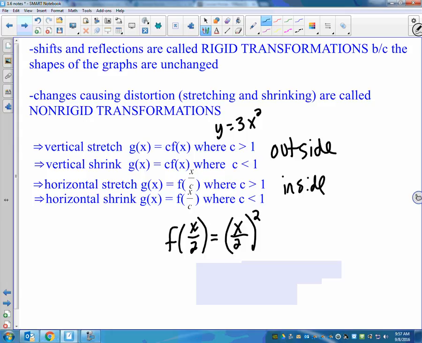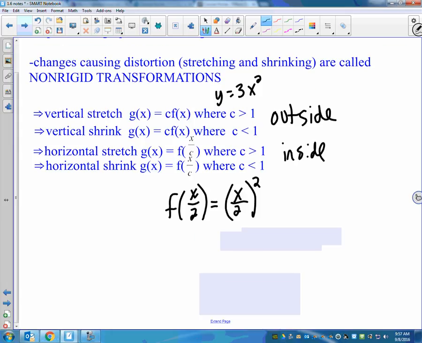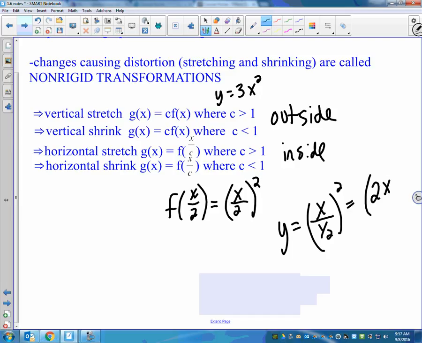And a horizontal shrink would be like, think about if you divided by a fraction. If I had y equals x over 1/2 squared, your book's never going to leave it as x over 1/2 squared, because that's the same as 2x squared, because dividing by 1/2 is the same as multiplying by 2. So I'm just trying to tell you that if you're trying to identify whether it's a stretch or a shrink, or horizontal, your book does it a weird way.